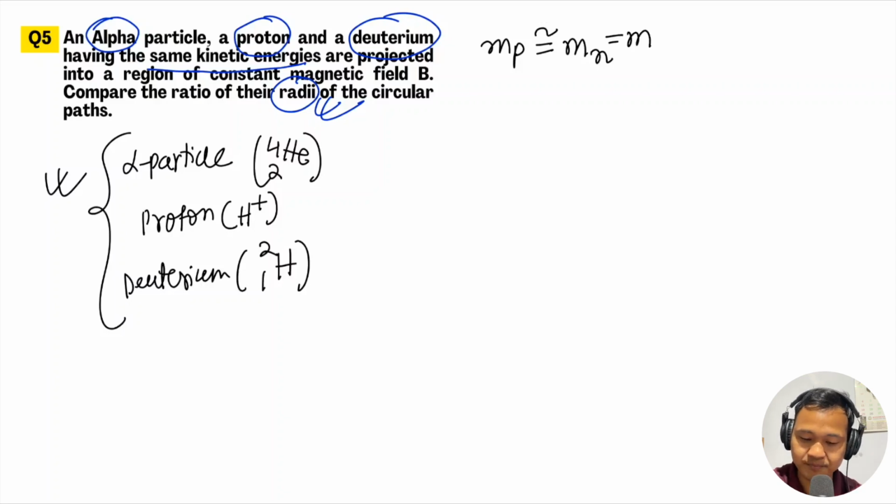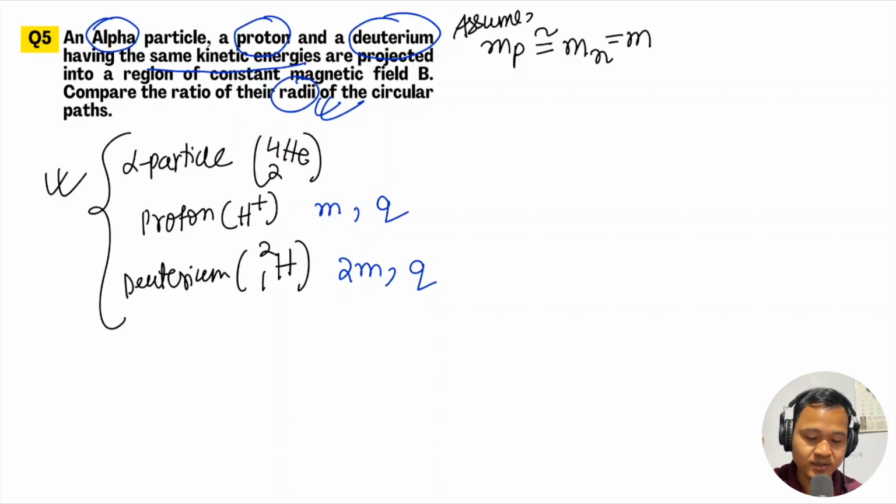So let's assume that. Deuterium has 1 neutron plus 1 proton, so M plus M will be 2M. So the mass of deuterium is 2M. The charge comes from the proton, since the neutron is neutral, so the charge is, let's say, Q. For the proton, you have only one proton and no neutron, so mass is M and charge is Q.